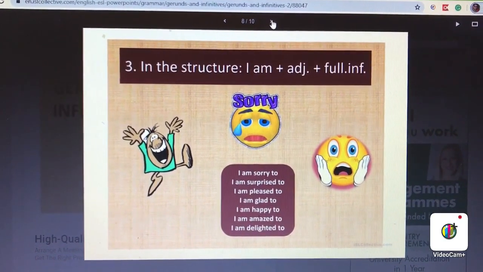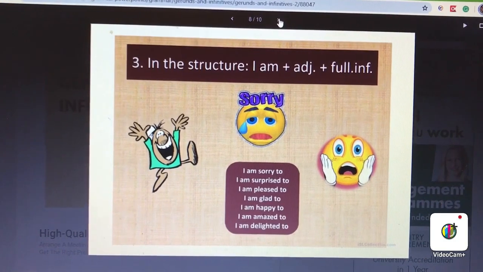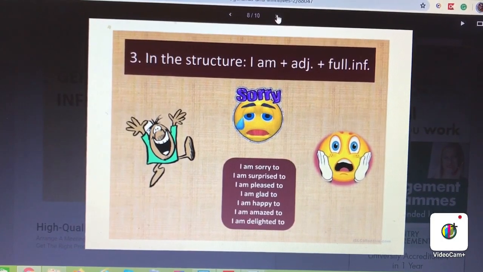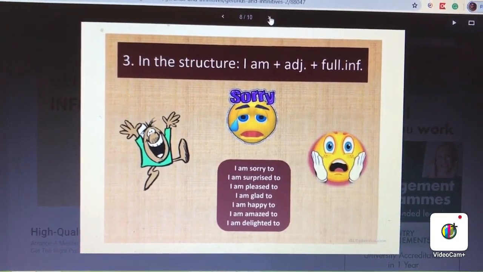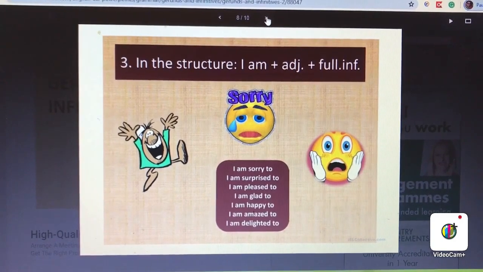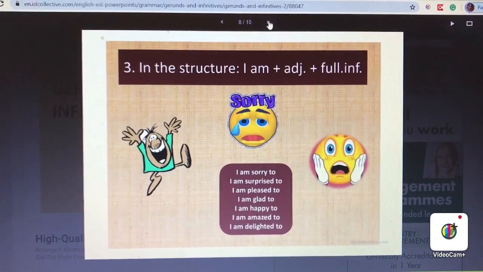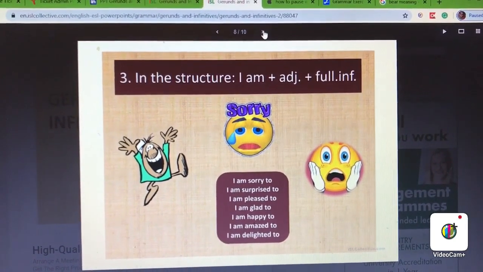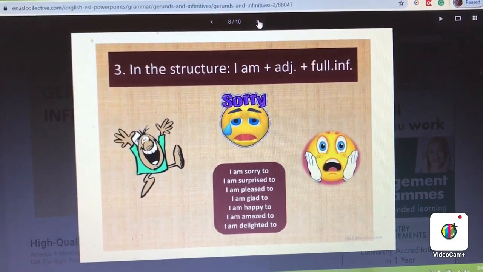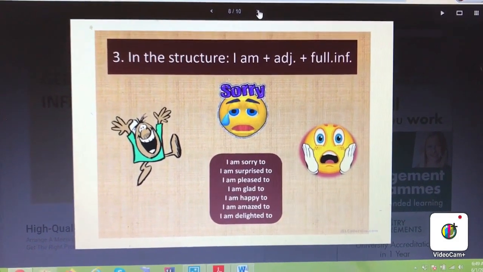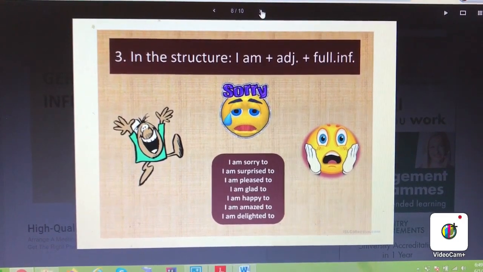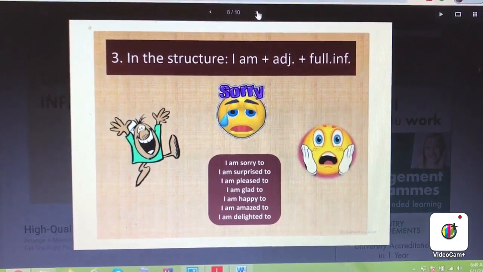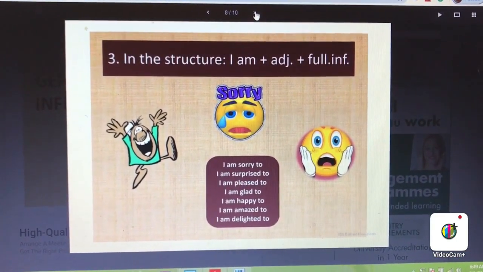In this structure, we can also use infinitives with an adjective and with I am. I'm sorry to ruin your assignment. I'm surprised to see you. I'm pleased to welcome you. I'm glad to meet you. I'm happy to complete the task timely. I'm amazed to greet you. I'm delighted to be part of this. With I am, we are having adjectives: sorry, surprised, pleased, glad, happy, amazed. And then after to, we can add any verb to make an infinitive.